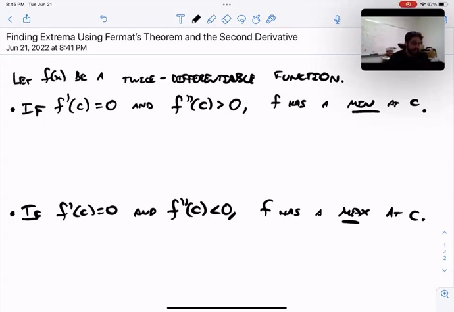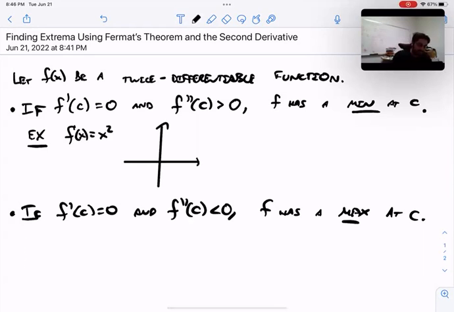One says if f prime of c equals 0 and f double prime of c is greater than 0, then f has a min at c. So what is going on here? Well, honestly, just think of a key example. Whenever you hear the phrase min, think of f of x equals x squared. This should be the canonical picture of what a min looks like. Think of this at the point (0, 0).